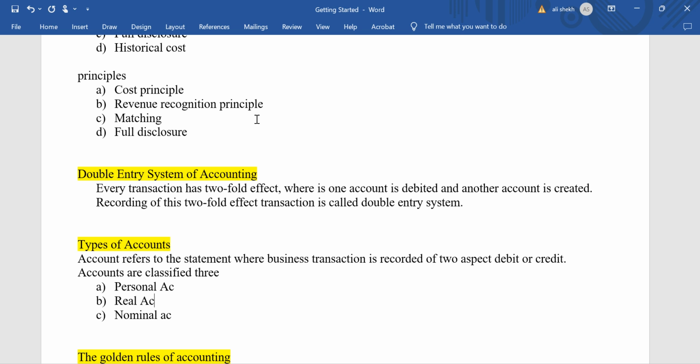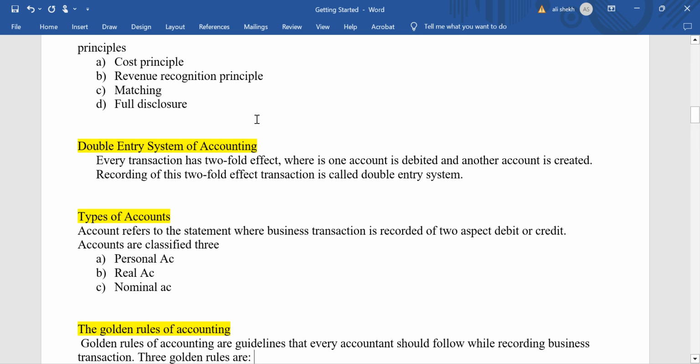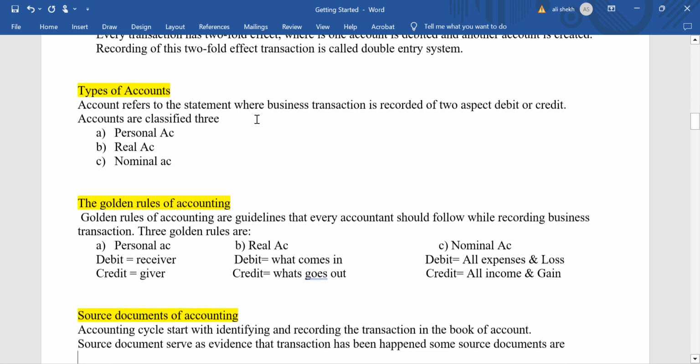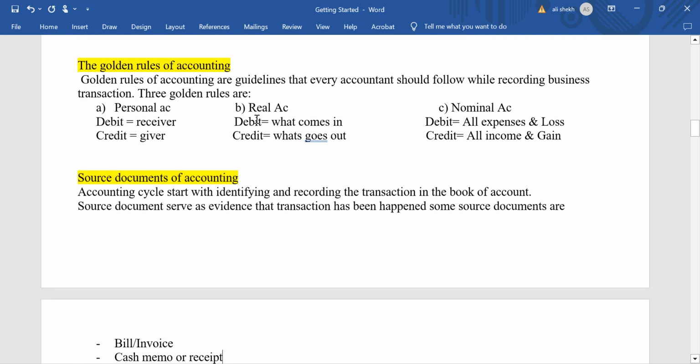Accounts are classified into three: personal account, real account and nominal account. Personal account is related to the person, real account is related to the assets, and nominal account is related to the expense and income.